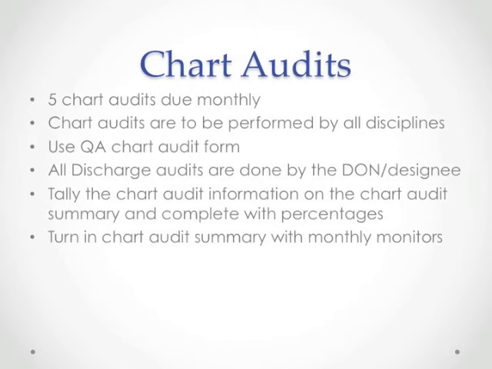For chart audits, the case manager and the director of nursing are responsible to make sure that 5 chart audits are performed each month, each office. And on those chart audits, it's not the responsibility of the case manager and the director of nursing to perform the chart audits. It is just their responsibility to make sure that they are getting done. You want different disciplines to perform those chart audits, so you want to recruit your therapists, your RNs, your LVNs in the field to assist with those chart audits. You just need to make sure to notify them in advance so you can get 5 per month.